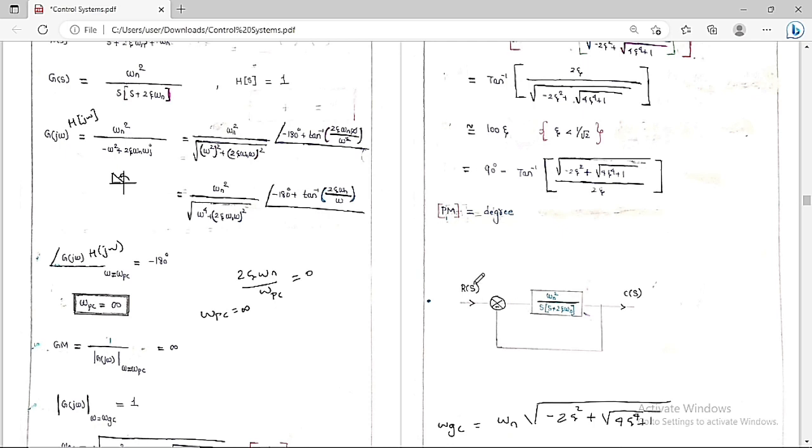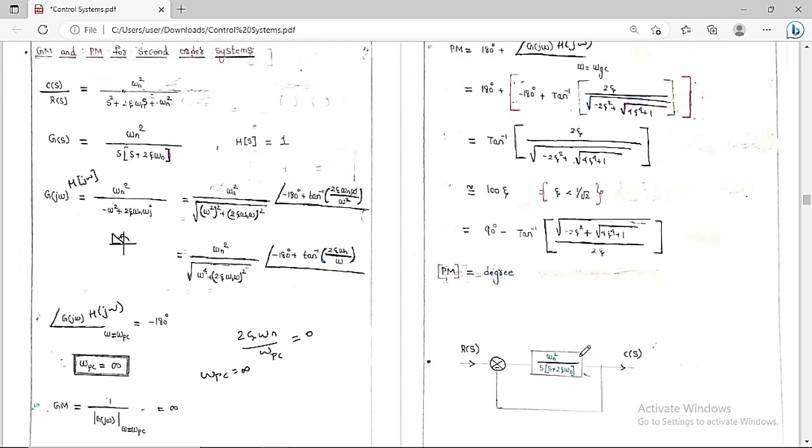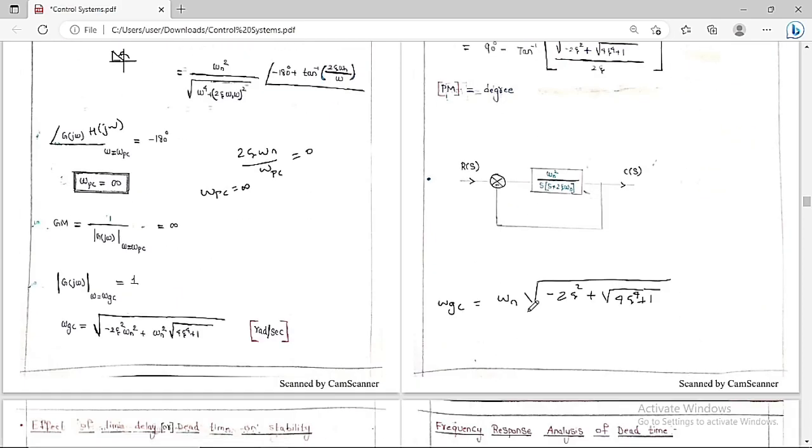Therefore, I've already told you this is the basic block diagram of this system: G of s is equal to omega n square by s into s plus 2 zeta omega n, and H of s is equal to 1. So finally I can say for the standard second order system, the phase crossover frequency is equal to infinity, the gain margin is equal to infinity, and the gain crossover frequency is omega n into under root of minus 2 zeta square plus under root of 4 zeta to the power of 4 plus 1. This is the simplified expression.